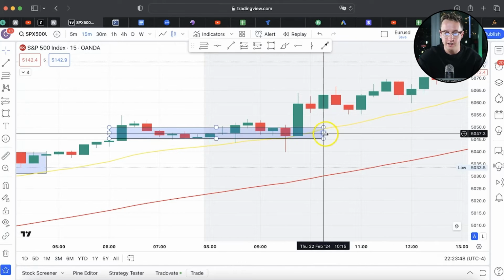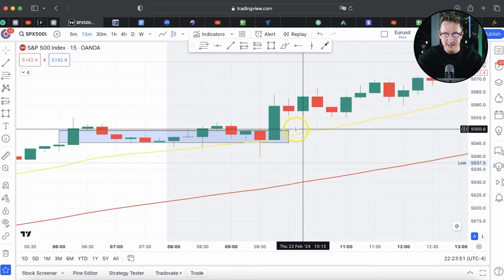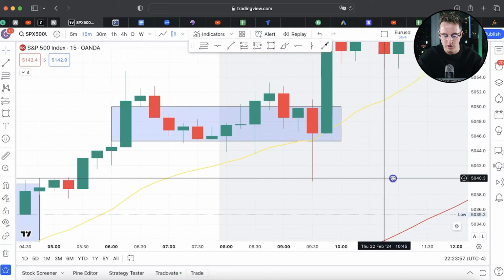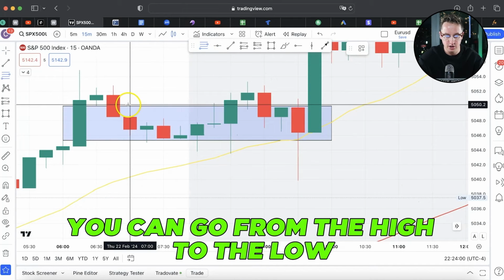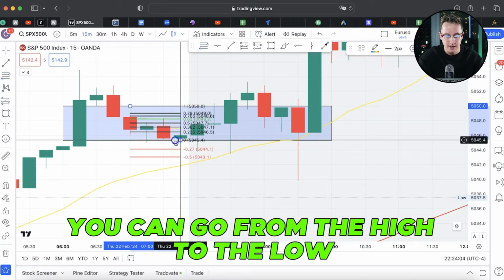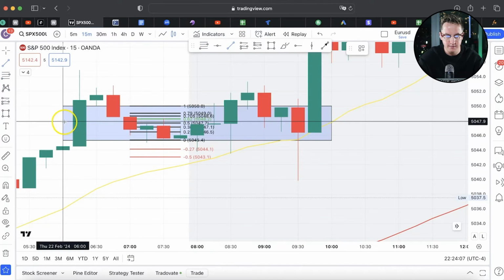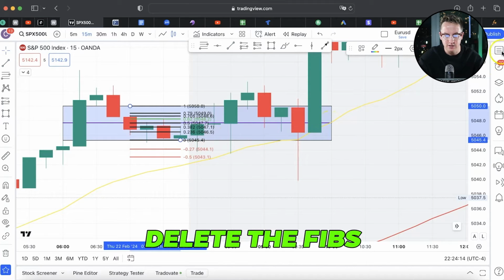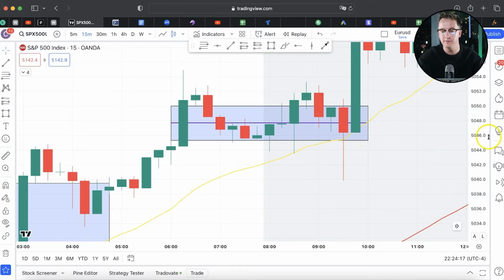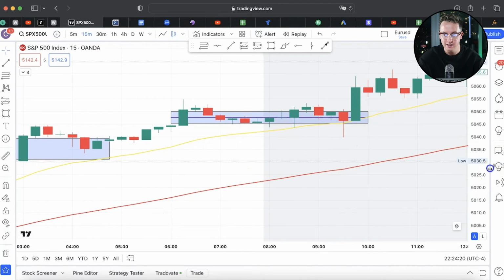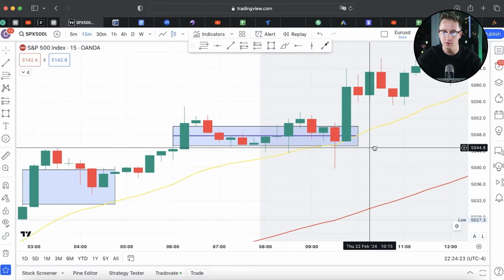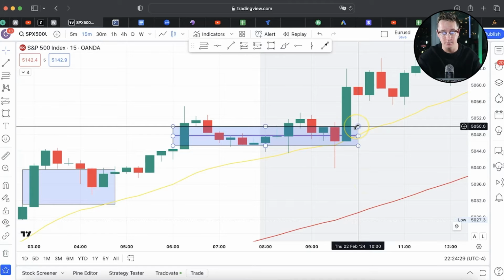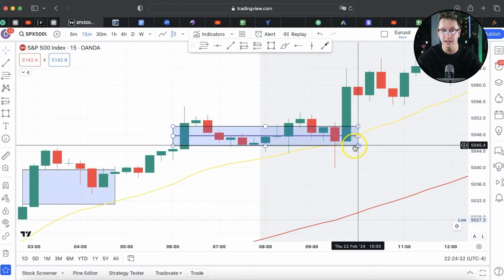So usually with these fair value gaps, I'm looking for buys when it hits the top of the fair value gap or the bottom. Now what you could do as well is get your fibs, go from the high to the low, and then get a horizontal line right at the 50% level right here, drag it right there, delete the fibs, and now this 50% level where this blue line is can also be an entry level. So with me, I like to just enter at the high or the low, whatever one it hits. If it hits a high, I'm going to enter buy. If it hits a low, I'm also going to enter buy.